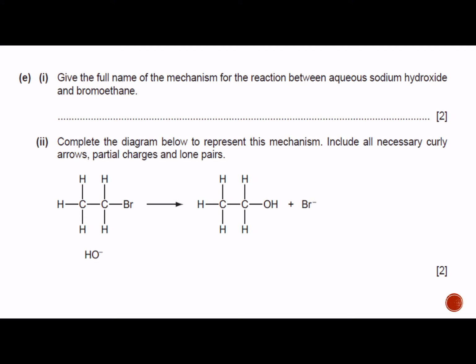All right, here we go. So give the full name of the mechanism for the reaction between sodium hydroxide and bromoethane. So the full name of the mechanism is just nucleophilic substitution. And you do not have to say whether it's 1 or 2. But it is SN2. And I should actually make a note before moving forward.